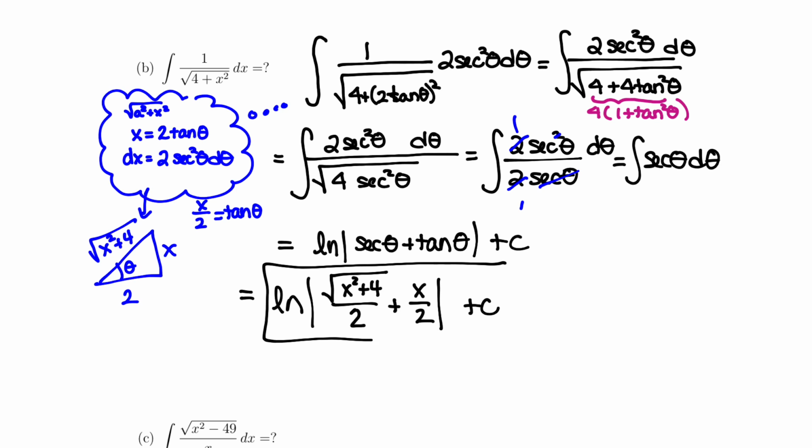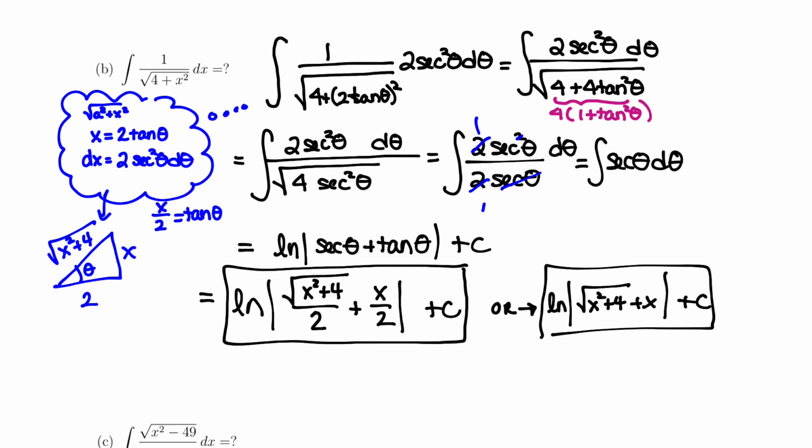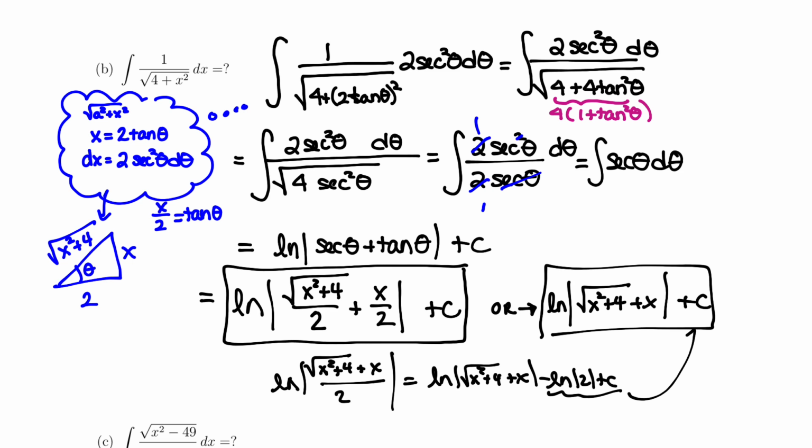Now, if you do this and plug this into Wolfram Alpha or Desmos to check your work, chances are you might see something like this going on. The reason is that logarithm rules allow you to put x squared plus 4 plus x over a common denominator of 2. Then, for a quotient, it's the natural log of the top minus the natural log of the bottom. That would give you the natural log of the absolute value of x squared plus 4 plus x, minus the natural log of 2, plus c. And those two could get absorbed into a new constant.